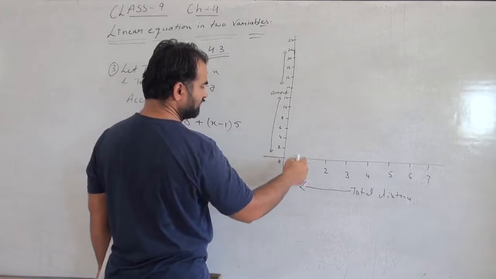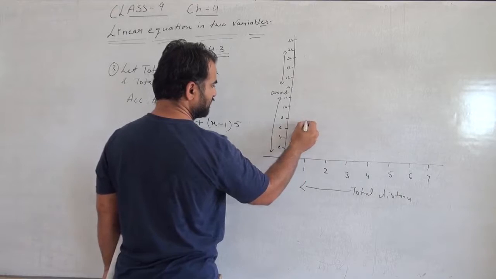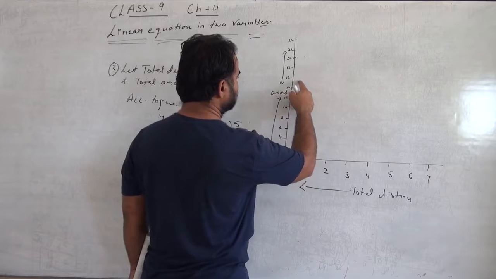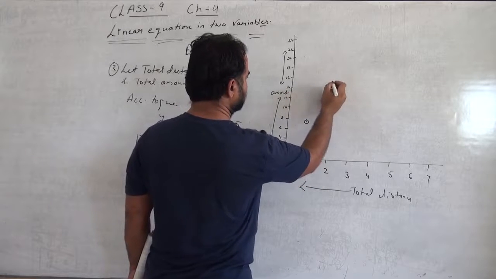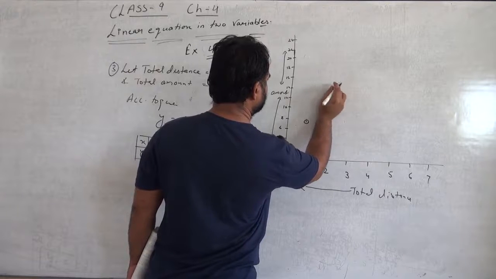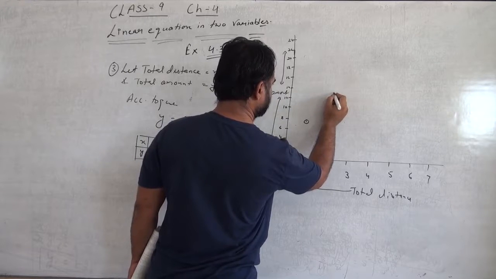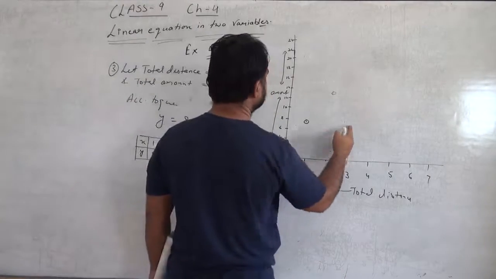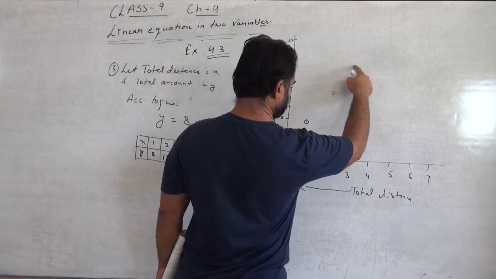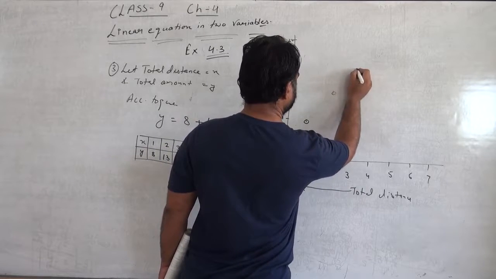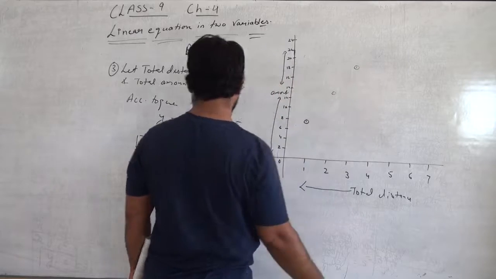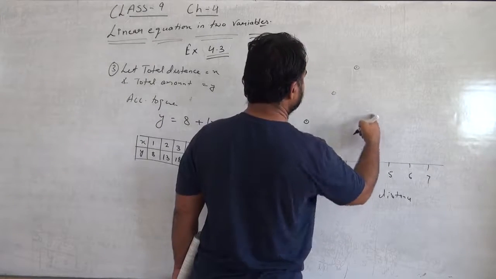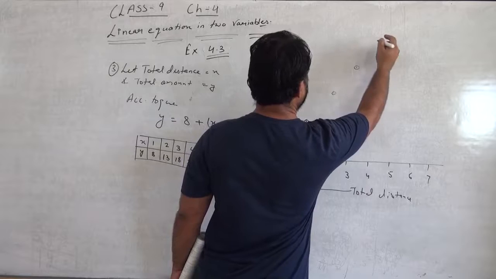x is 1 and y will be 8. Done. If x equals 2, y will be 13. x equals 2, y equals 13. It will be there. Okay, 13 is there. If x equals 3, y is 18. x equals 3 and y is 18. So it will be there. Next, if x equals 4, y is 23. x is 4, y is 23. So it will be like there.